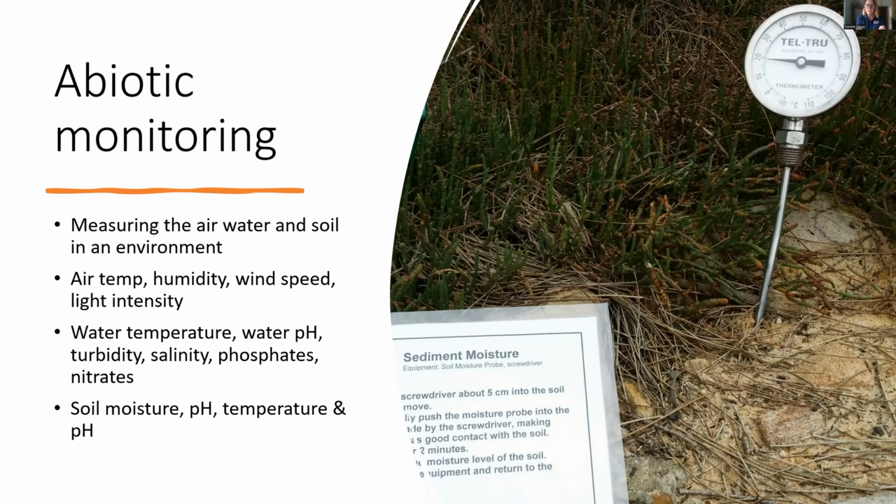And then you can have a look at soil. As I mentioned in that transect, you can have a look at soil moisture, soil temperature and soil type as well, using different pieces of equipment that you can simply get from Bunnings that people would use in their own garden. So that's always really helpful, and this will help to build up an idea of the different abiotic factors within that local environment that you're investigating.